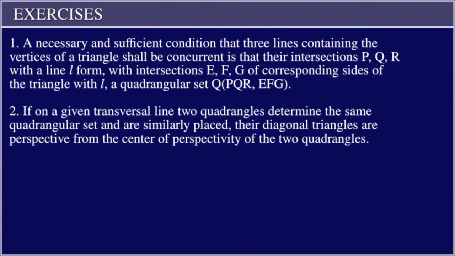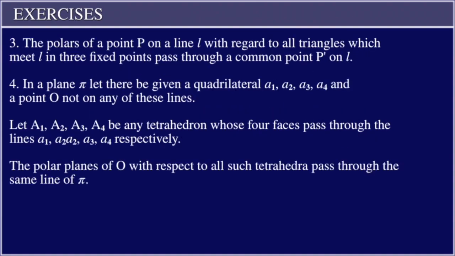2. If on a given transversal line, two quadrangles determine the same quadrangular set and are similarly placed, their diagonal triangles are perspective from the center of perspectivity of the two quadrangles. 3. The polars of a point P on a line L with regard to the triangles which meet L in three fixed points pass through a common point P' on L.